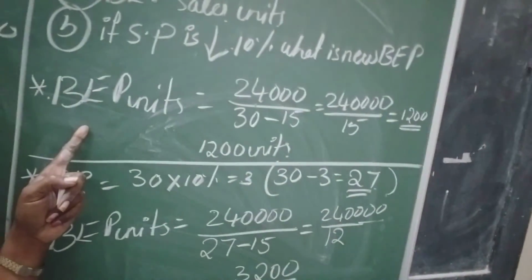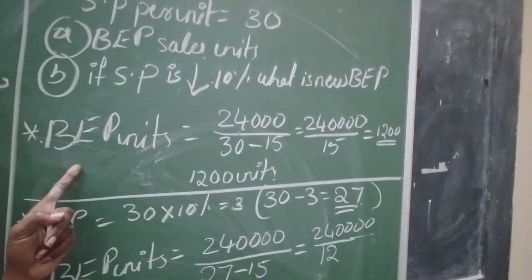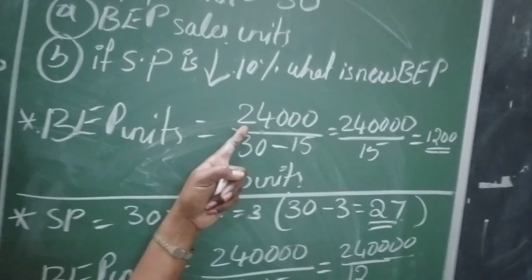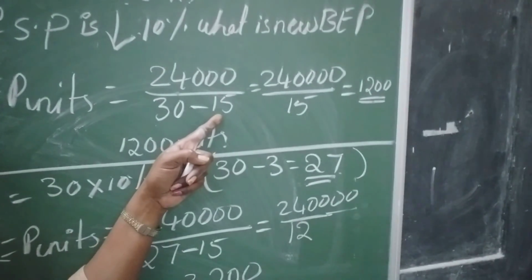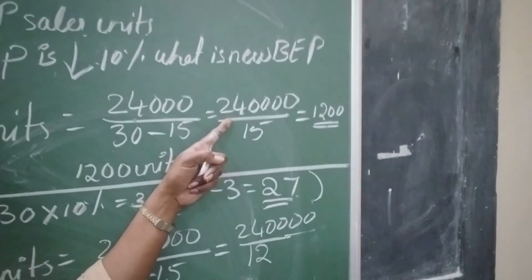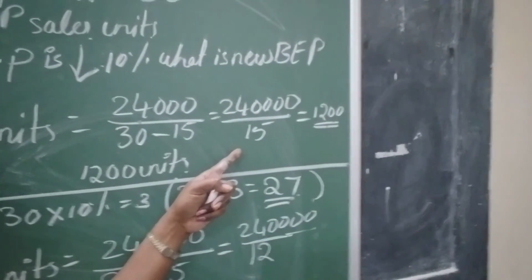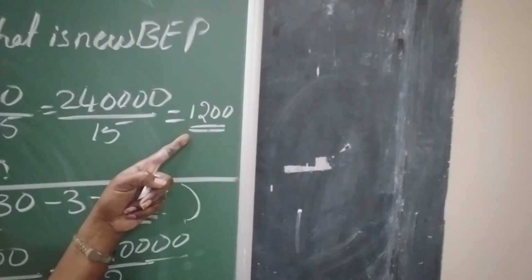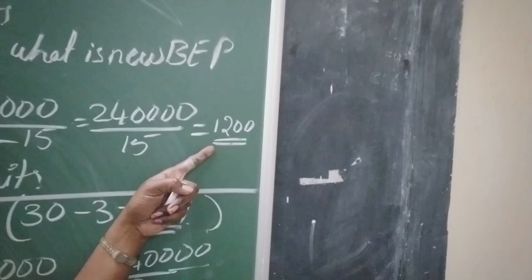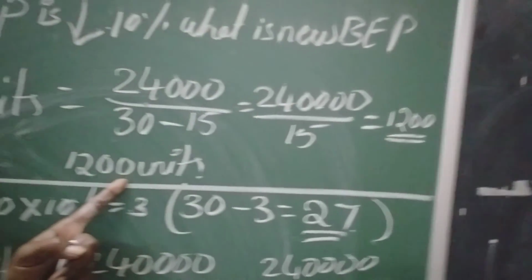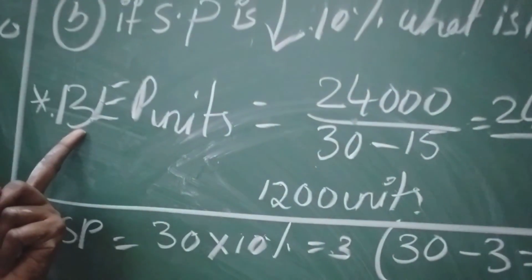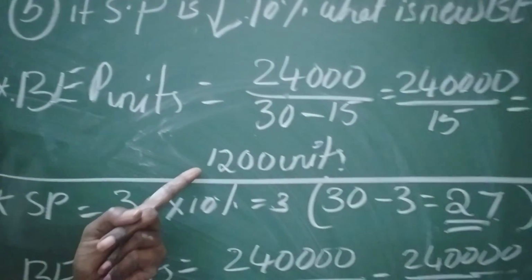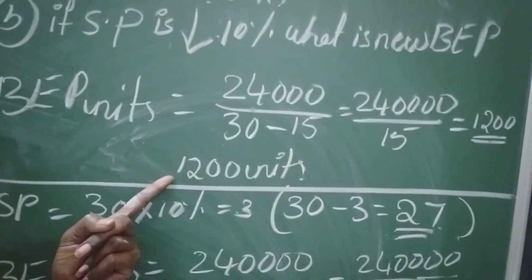So first bit I did here, break even units. The break even units formula is already there: 2,40,000 divided by 30 minus 15. If you do that, you get 2,40,000 divided by 15. So what is the answer? 1,200 is the answer. 1,200 is nothing but units. Why are we calling it units? Because we are calculating break even units.